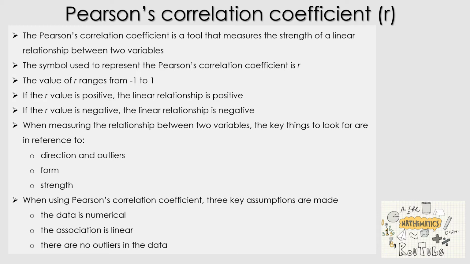And when using Pearson's correlation coefficient, there are three key assumptions that need to be made. The first one is that the data is numerical. Once again, these are assumptions. Okay, so the data is numerical. The second one is that the association is linear, which we'll unpack in a second as well. And the third thing is that there are no outliers. So we assume that there are no outliers in the data if we use Pearson's correlation coefficient.